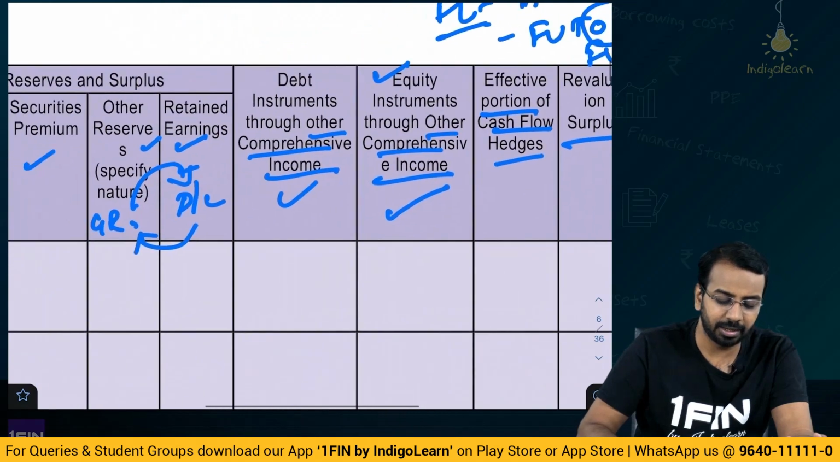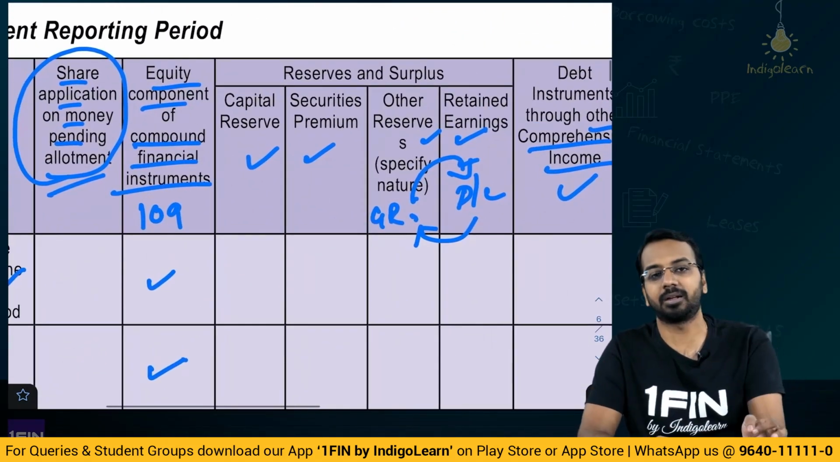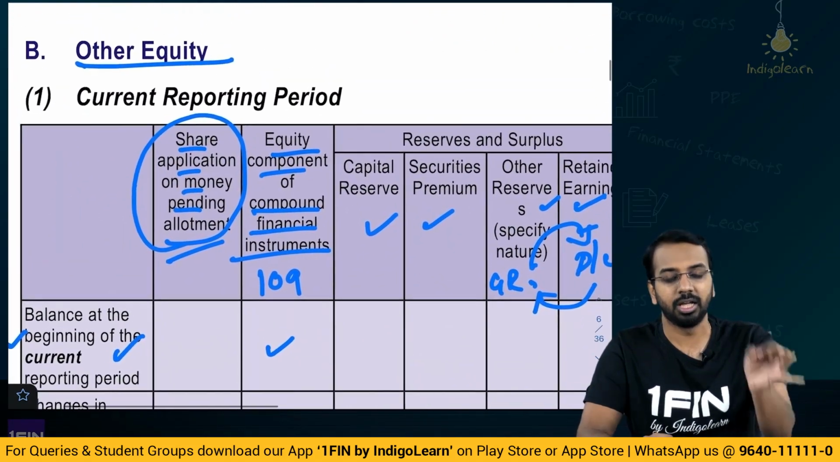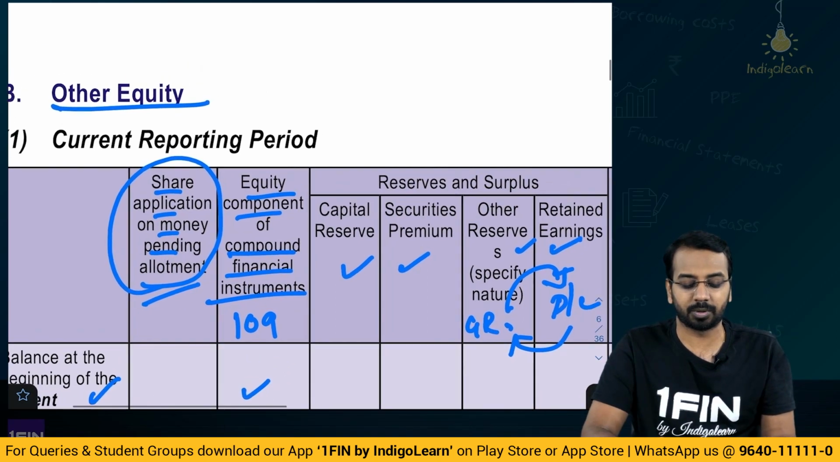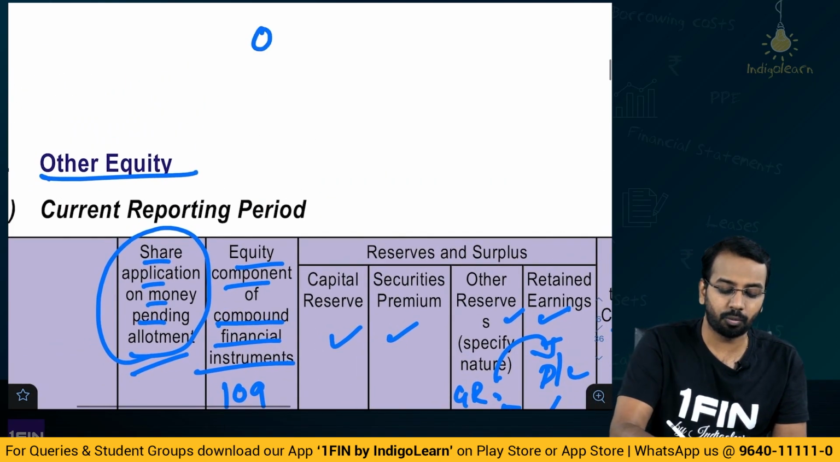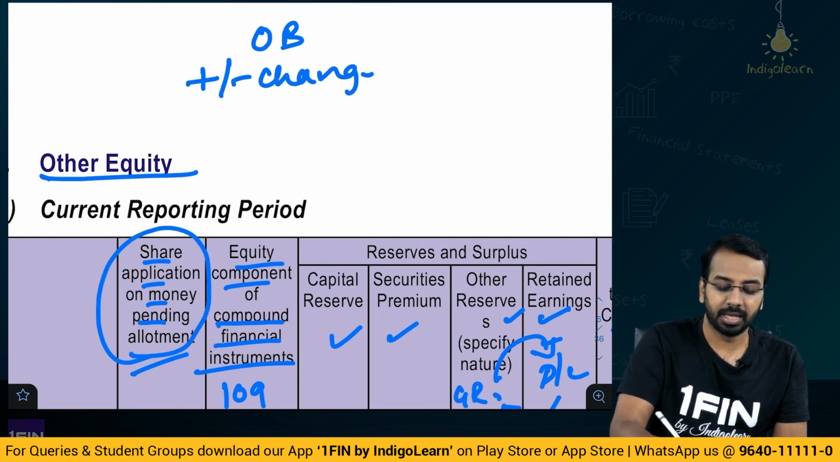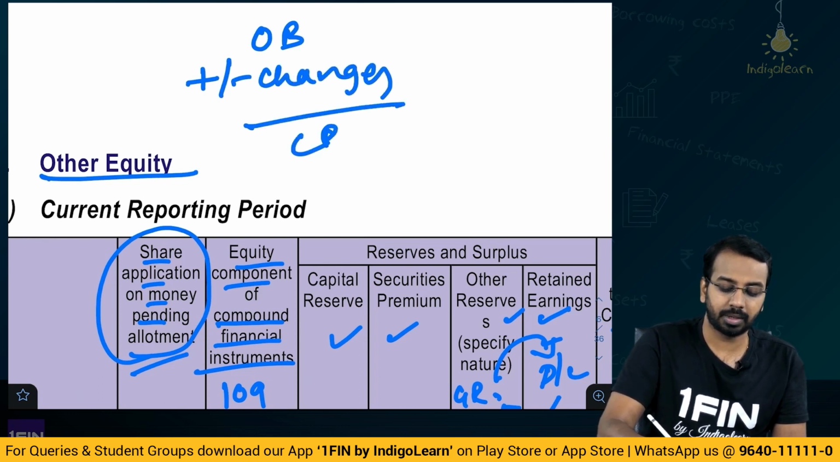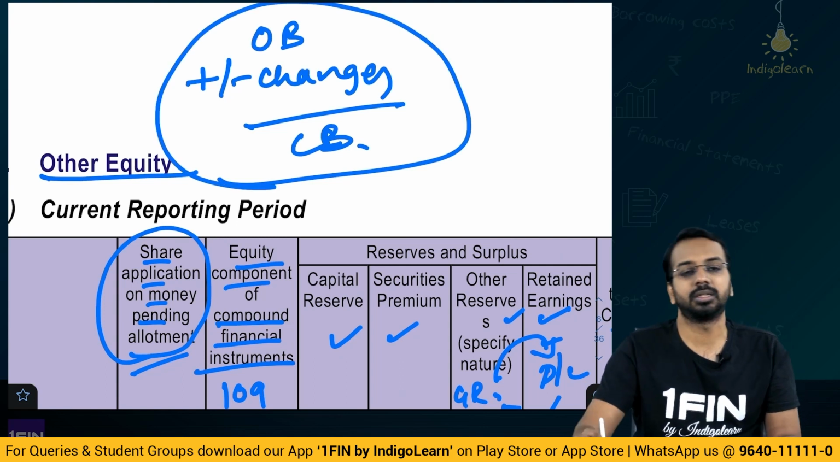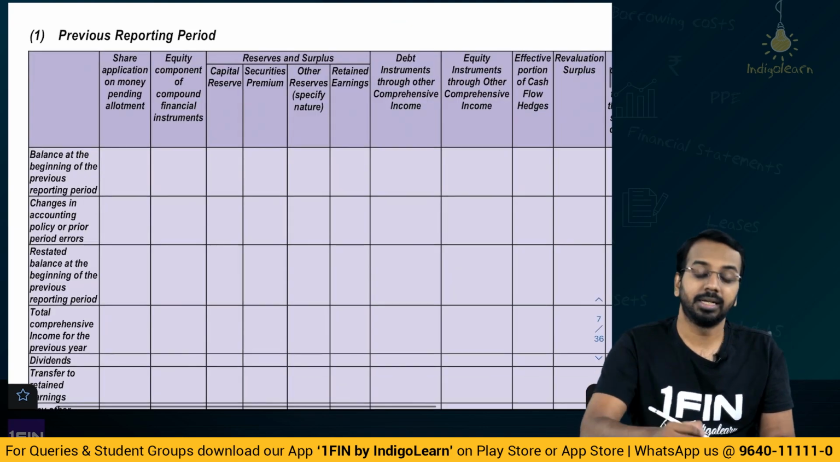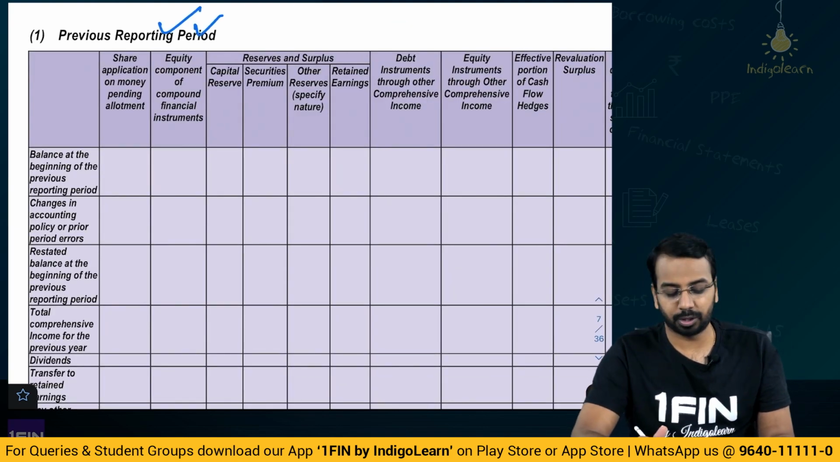So, basically the breakup of any item which appears under other equity, you will say, and for examination purpose, what you need to keep in mind is what is the opening balance plus or minus changes and what is the closing balance. If you disclose this much, this is more than sufficient. Then similar disclosure you will do for previous reporting period also.